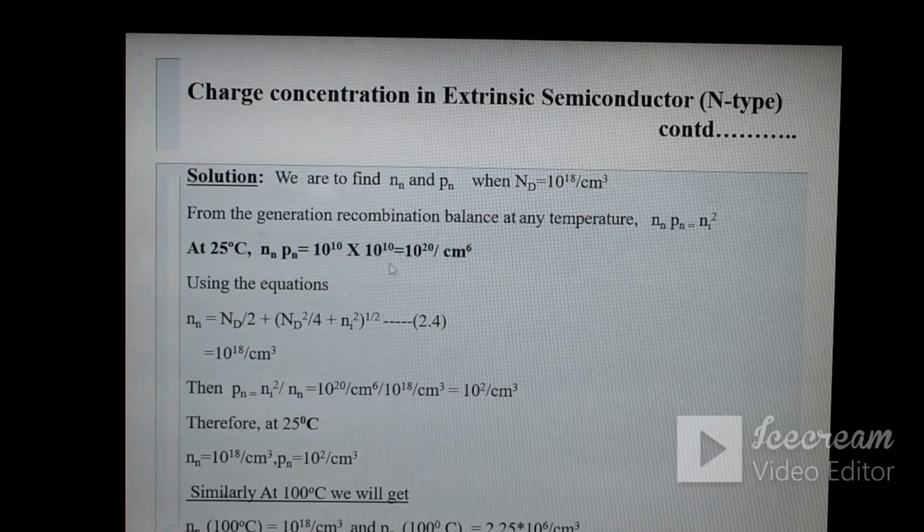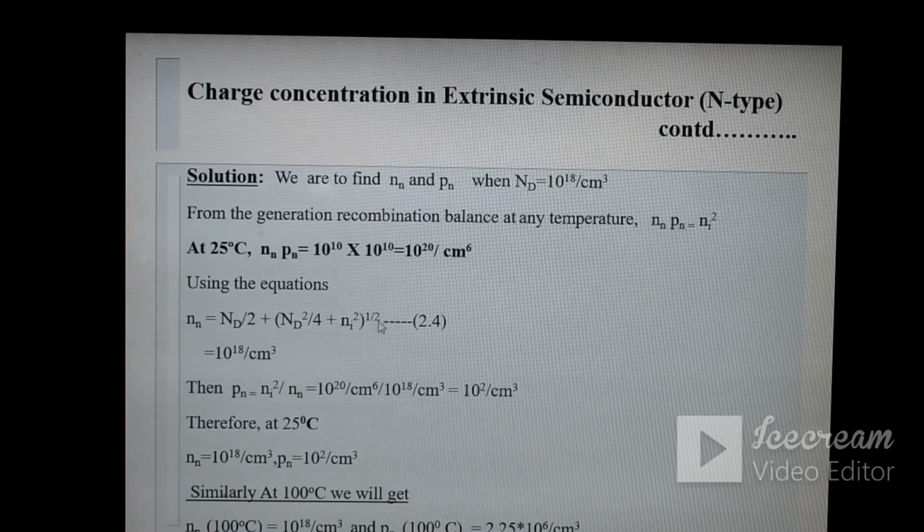We have to find Nn and Pn when Nd equals 10 to the power 18 per centimeter cube. From the generation recombination balance at any temperature, we know that Nn Pn equals Ni square. At 25 degrees centigrade, Nn Pn equals 10 to the power 10 into 10 to the power 10, equal to 10 to the power 20 per cm^6.